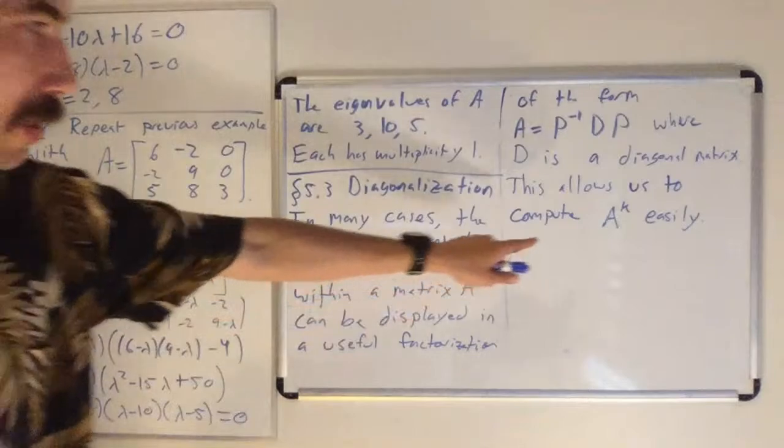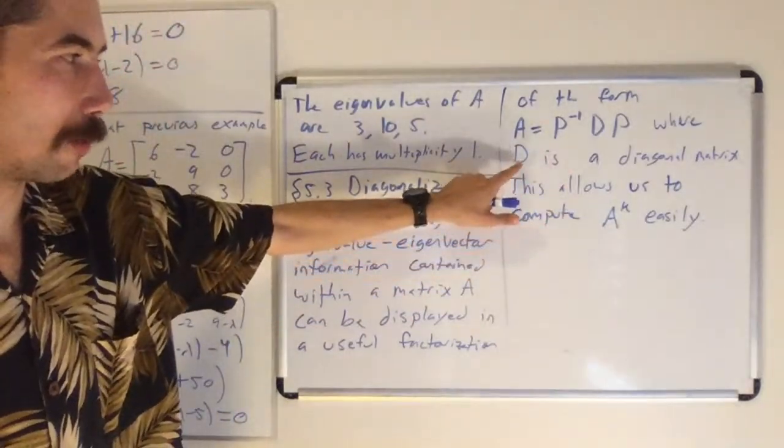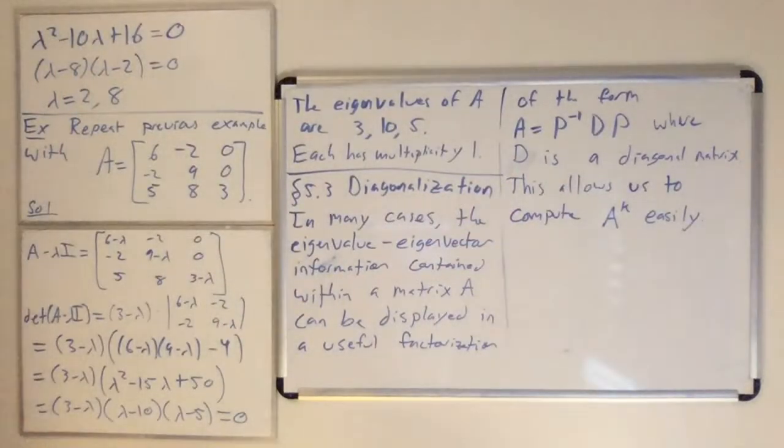Okay, but first, let's just take a look at what happens when we raise a diagonal matrix to a high power.